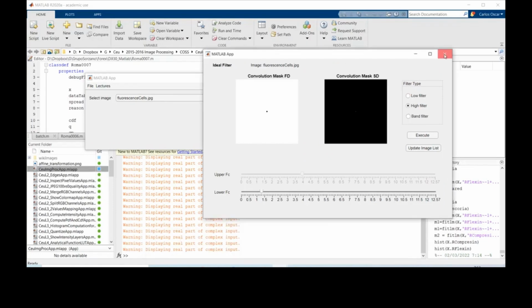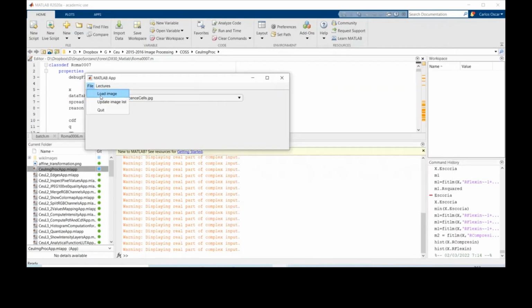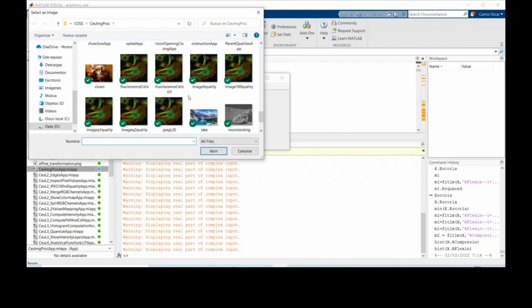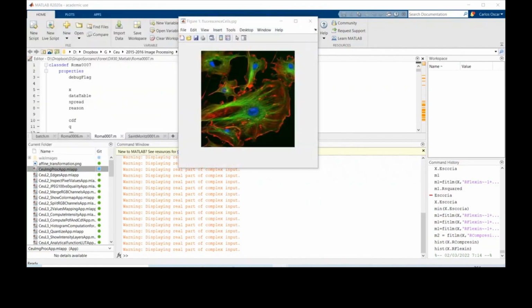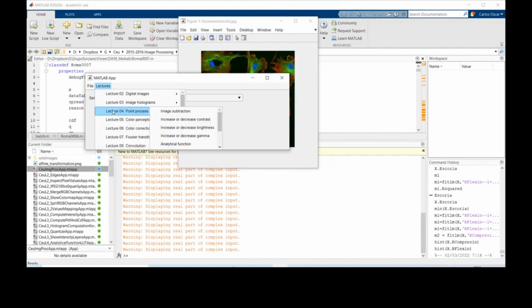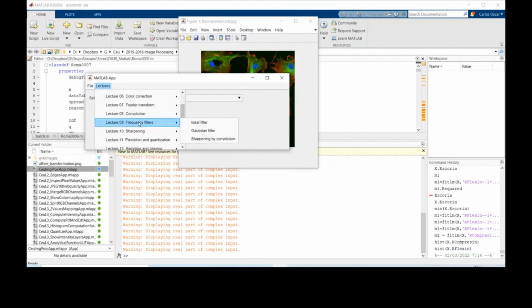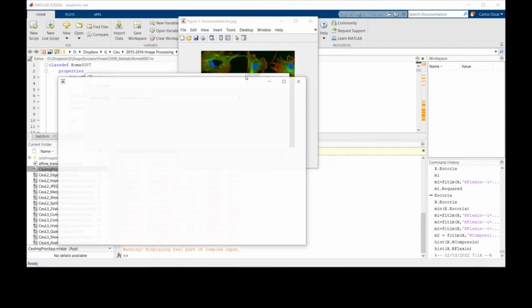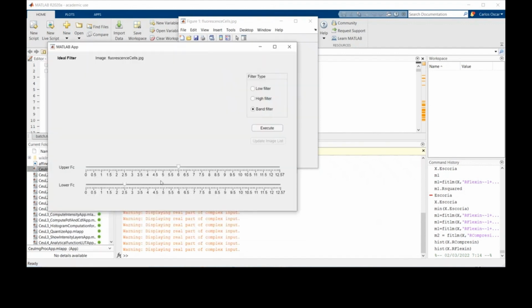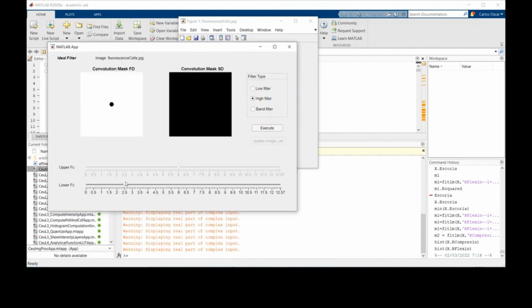So let me close this one again. Load the image. Okay. Now we do the high pass filter again, but now with a higher cutoff.